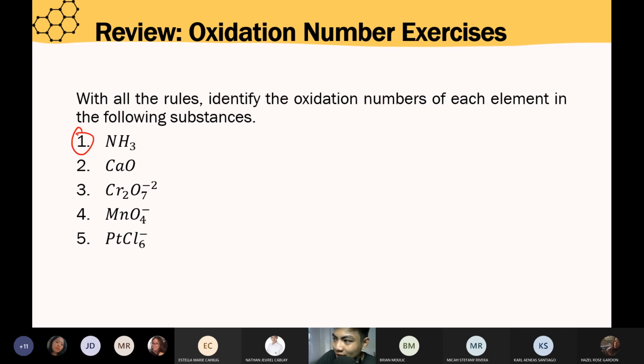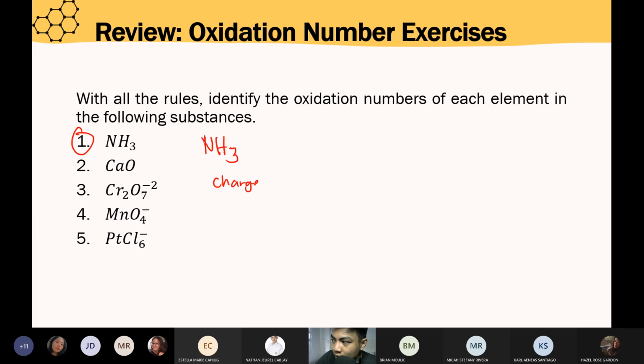Okay? So, start tayo with NH3. So, NH3 is a molecule. Okay? So, ibig sabihin yan, since this is a molecule, we can apply the 5th rule. Okay? So, nasabi dun sa 5th rule, the charge of the molecule is the sum of the oxidation number of individual elements. Okay? So, what's the charge of, okay, sorry, I have to translate the equation muna, okay? Ano ulit sabi ng rule number 5?